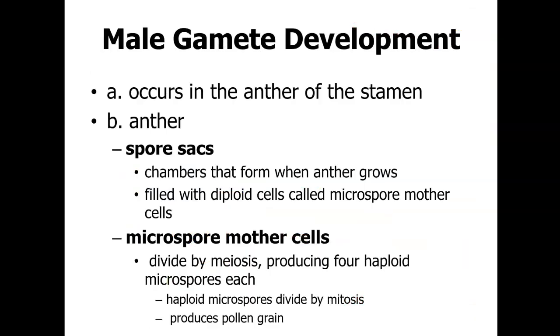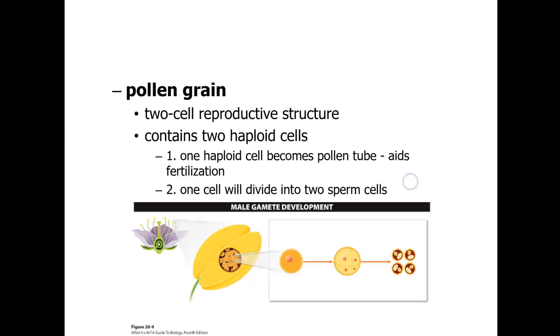So here is what we're going over. It occurs in the anther of the stamen, like what we just saw. It creates those spore sacs. These are going to be chambers that form when the anther grows. We just looked at that. They're going to be filled with diploid cells called microspore mother cells. Now the microspore mother cells divide by meiosis, and they produce 4 haploid microspores each. Those haploid microspores are going to divide by mitosis and produce pollen grains.